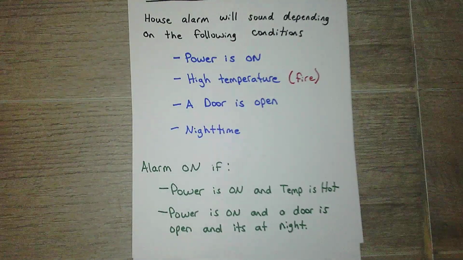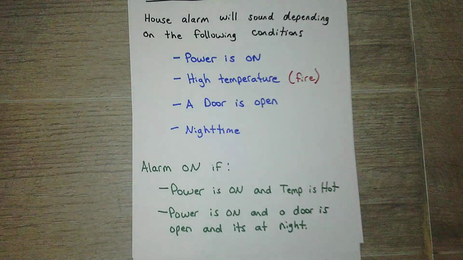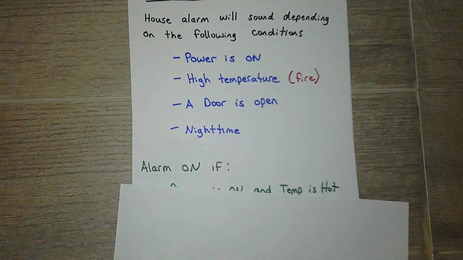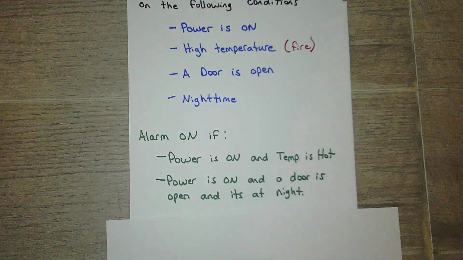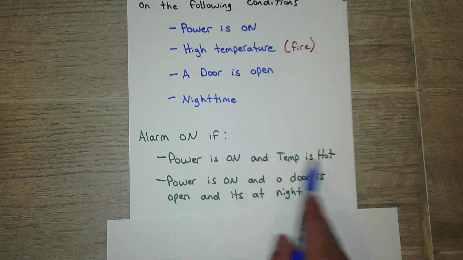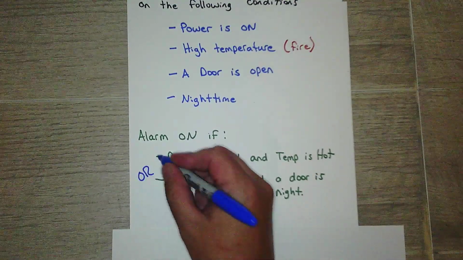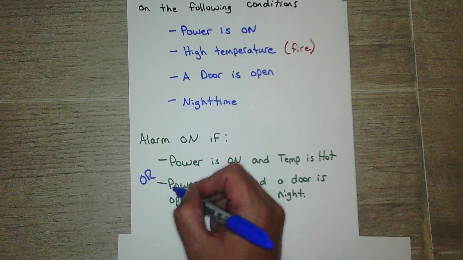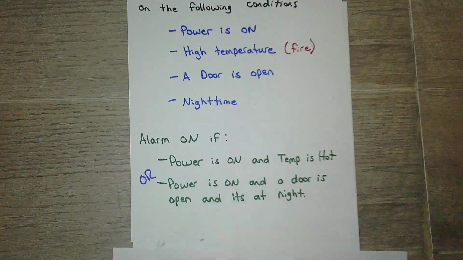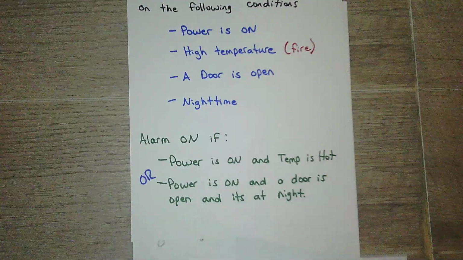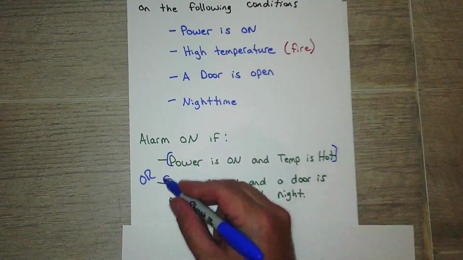Okay, so I guess I'll show you how to do this. So power is on and temp is hot. So that's one condition that has to be met. Or, so anytime you have multiple conditions, that's OR. Okay, if there's another condition, then it'll be this one, or that one, and so on and so on. Okay, so that's how you look for an OR. And then within each of these is like your brackets.